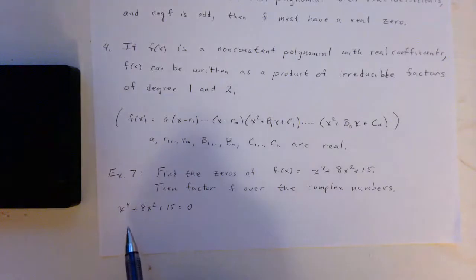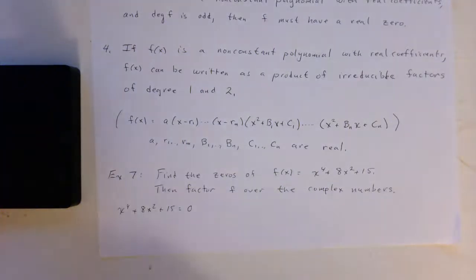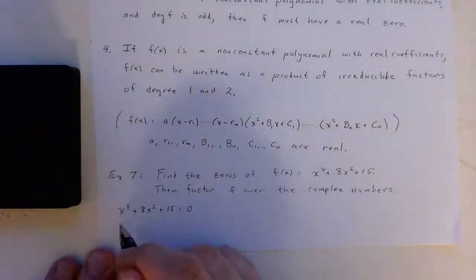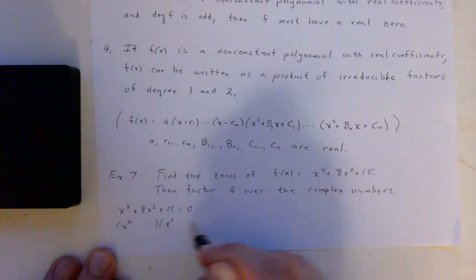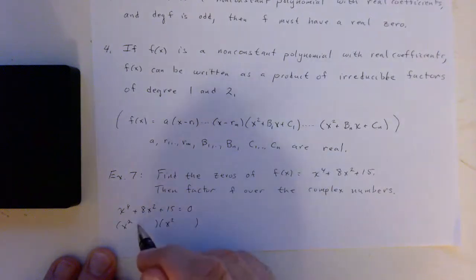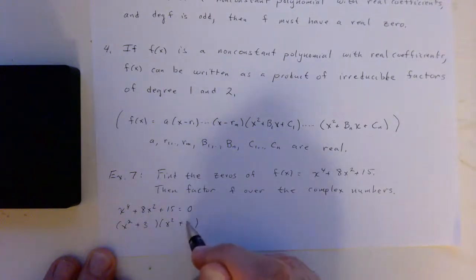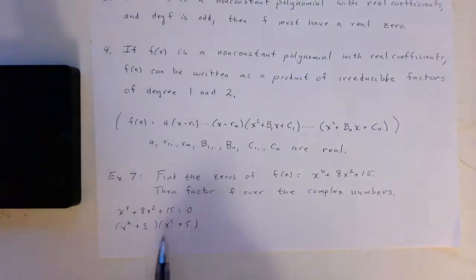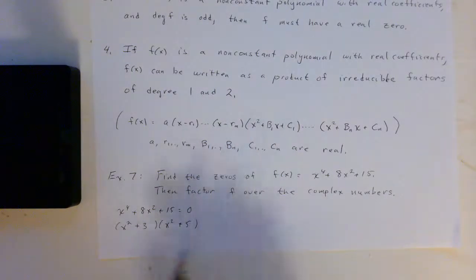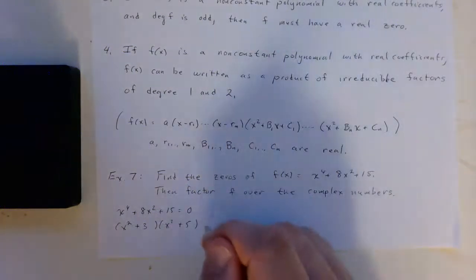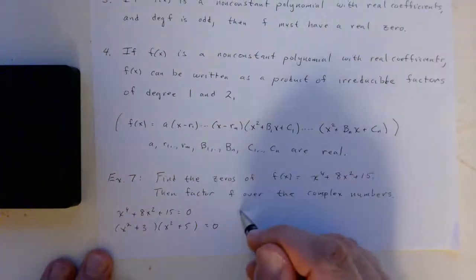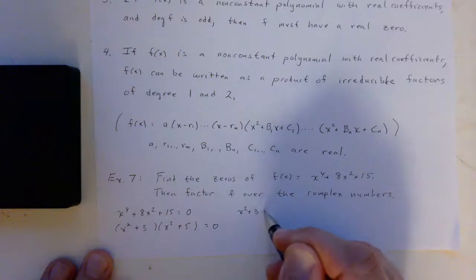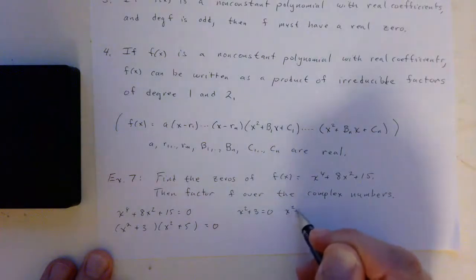You can factor this, or you can use the quadratic formula to solve for x squared. But it's probably easier to see that this will factor as x squared plus something times x squared plus something. And here that something is plus 3 and plus 5. If you multiply this out, that's what this becomes. So that means either x squared plus 3 is 0, or x squared plus 5 is 0.